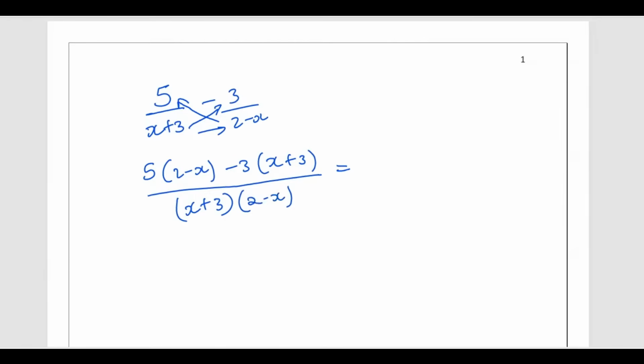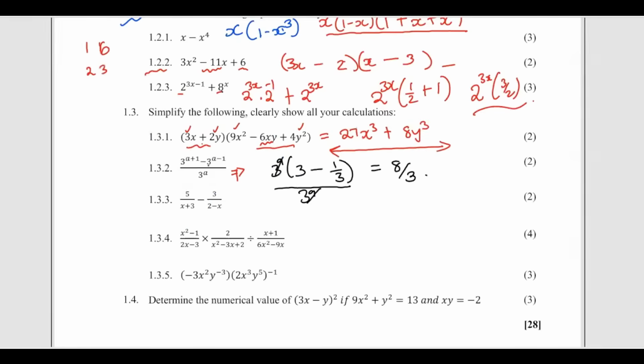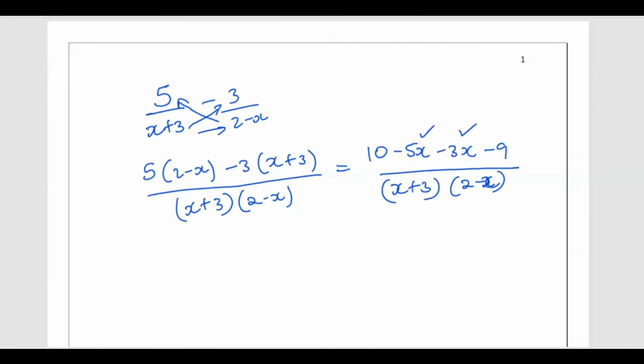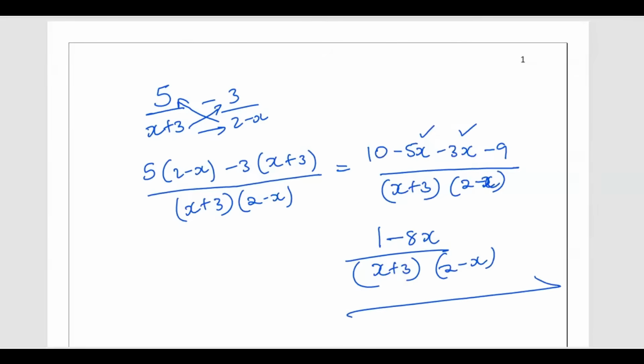Let's open up the top. I don't know why they gave this question 2 marks, but let's see where it takes us. So it's going to be 10 minus 5x minus 3x minus 9. We're dividing it by x plus 3 and then 2 minus x. Okay, so this and that's going to give us negative 8x. That's going to be a 1. So 1 minus 8x over x plus 3 and then 2 minus x. There's nothing common on the top that can cancel by the bottom. So this would be the answer for that particular question.